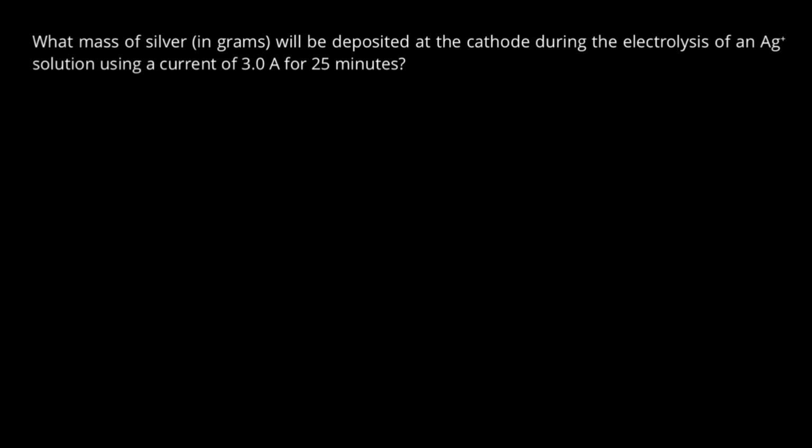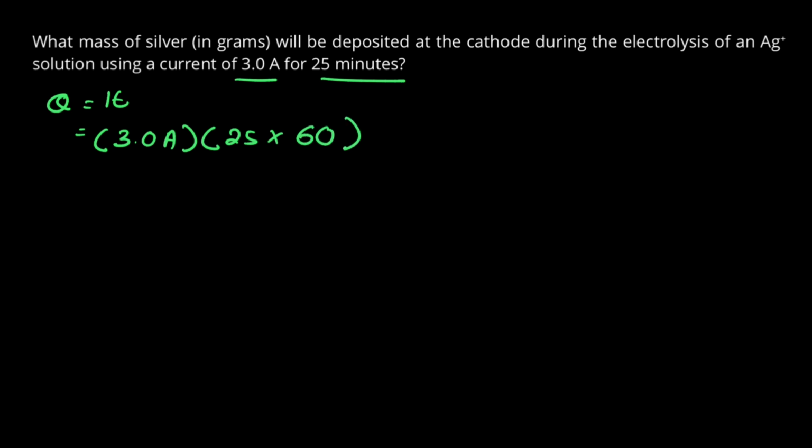Alright, so the formula that we are going to use is Q equals I times t, where I is the current, so your current is 3.0 ampere, and your time is 25 minutes. You need to change 25 minutes to seconds, so 1 minute is 60 seconds. So you will get 3 times 1500, and your Q is equivalent to 4500 coulomb.